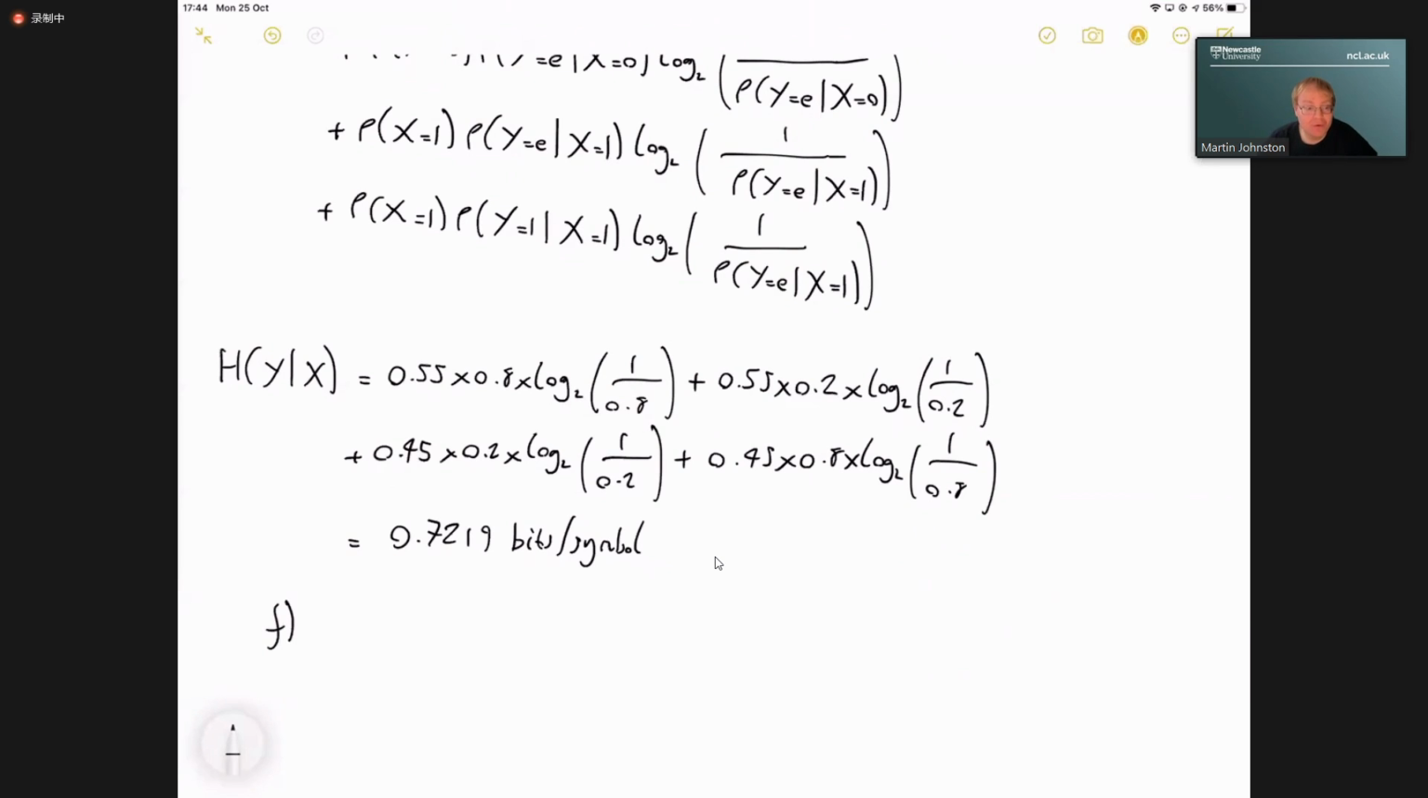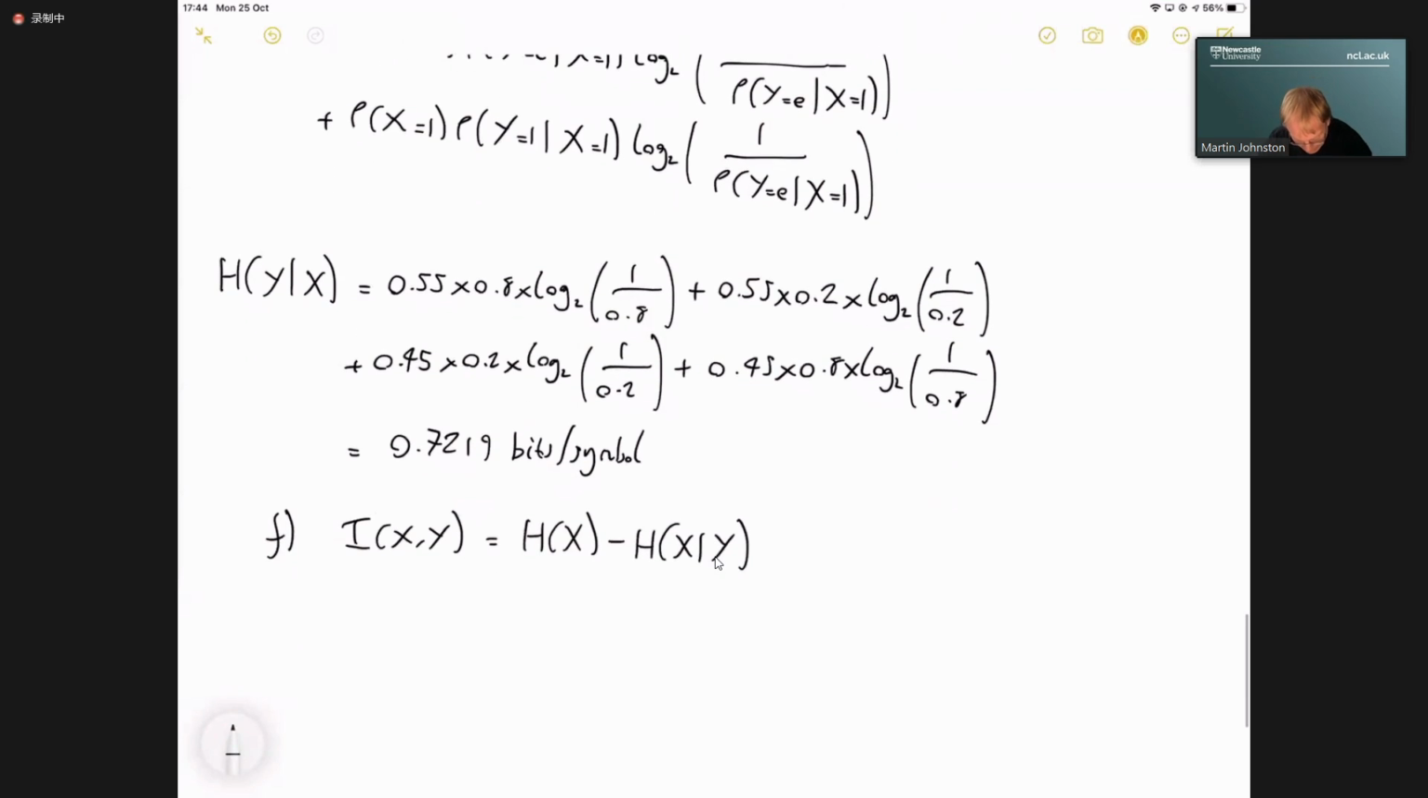So taking those 4 values, we can calculate mutual information, the amount of information transmitted across the channel. There are 2 ways of getting that. So we can calculate H(X) minus H(X|Y), or H(Y) minus H(Y|X).